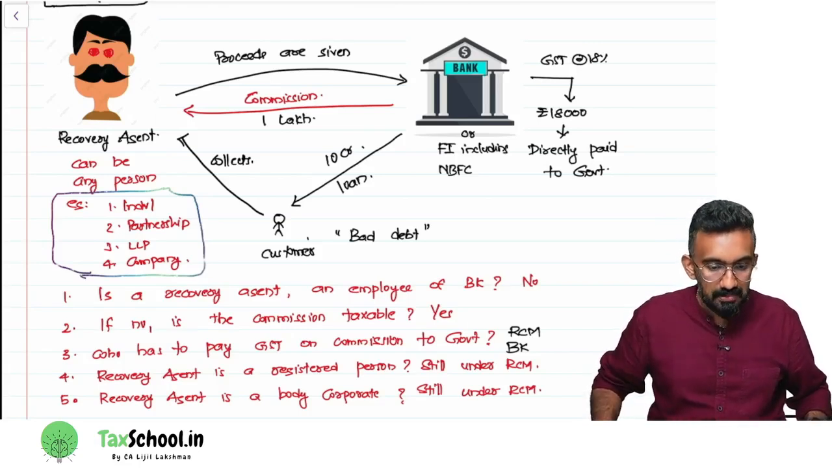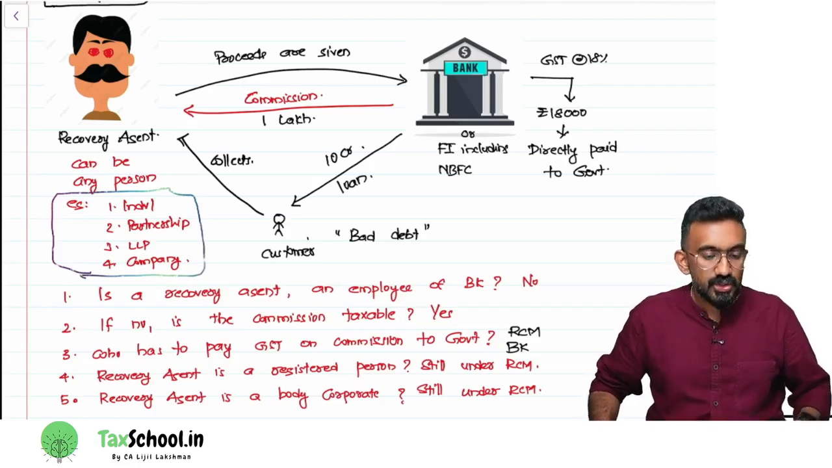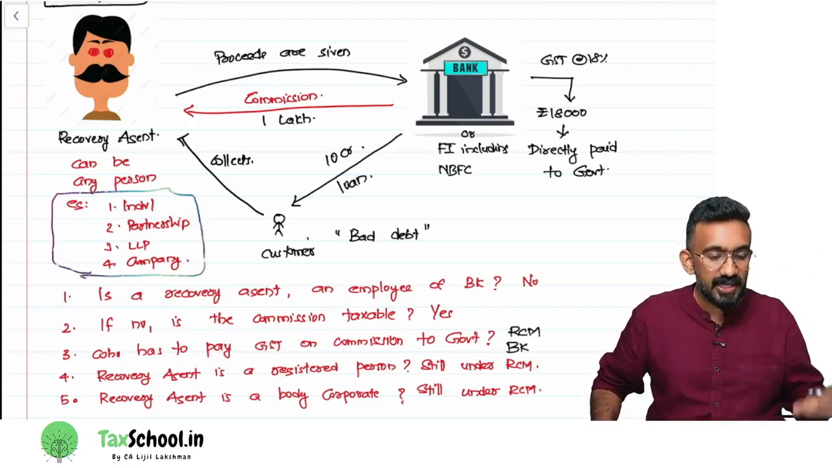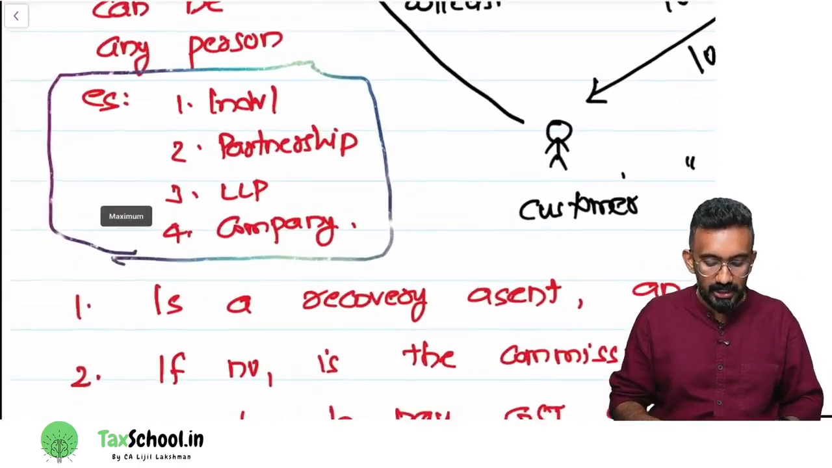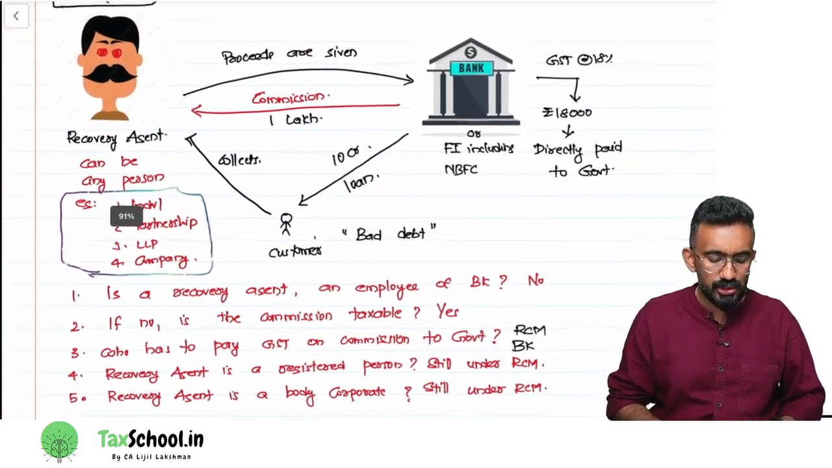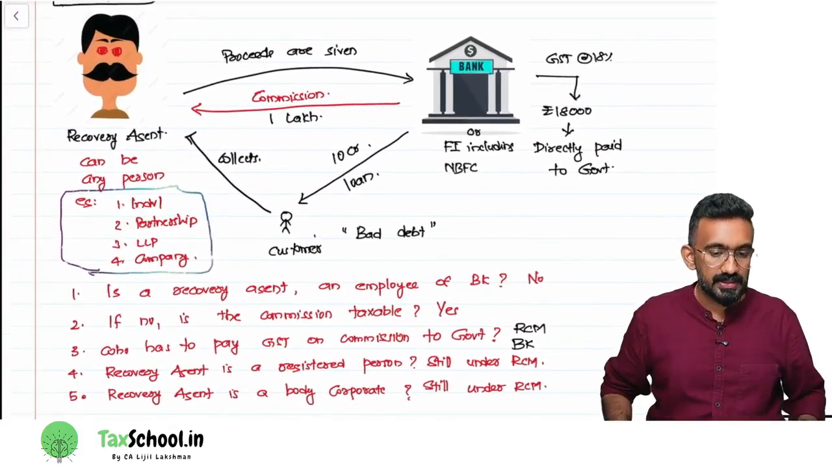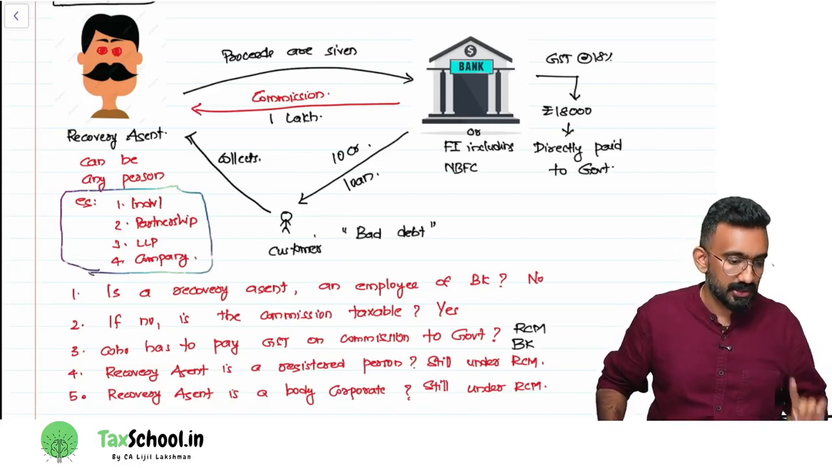Recovery agent is a body corporate. Still, would it be under RCM? Yes. So this is not a conditional RCM. For all types of recovery agent, I have written examples. A recovery agent could be an individual, partnership, LLP, company, any type of constitution. In all the cases, who is liable to pay taxes? The bank is liable to pay taxes, provided the bank is located in taxable territory.